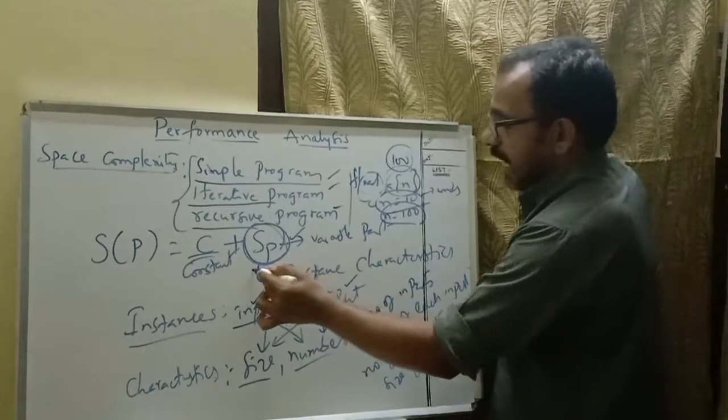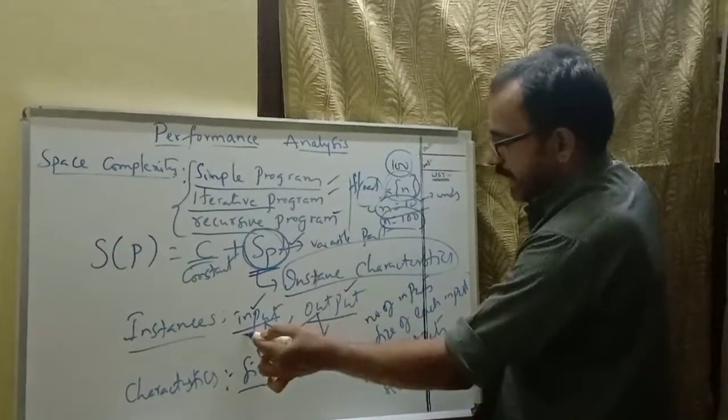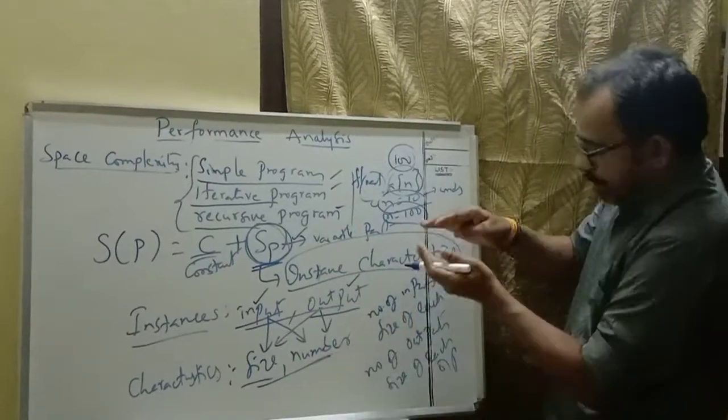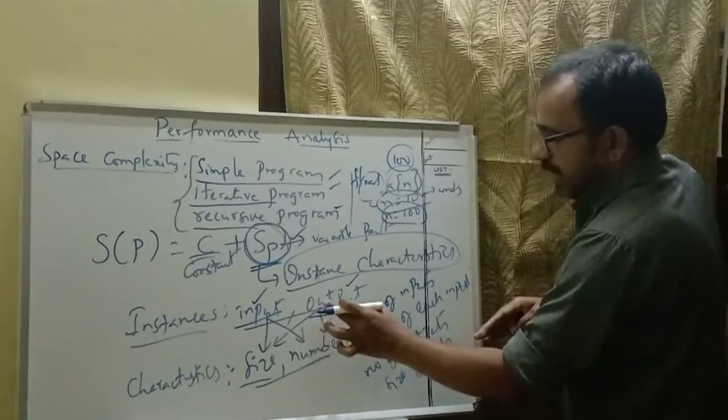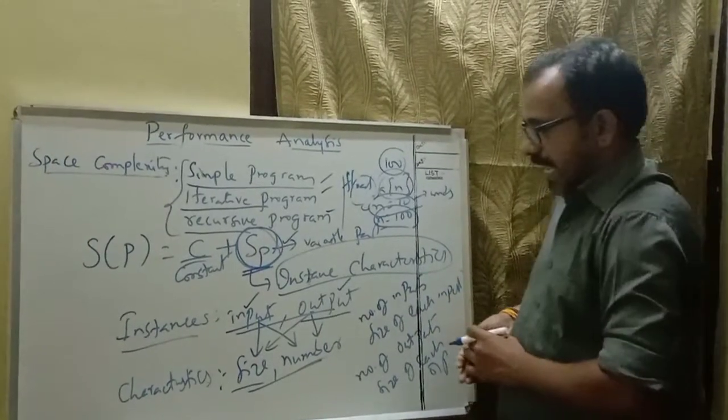That's why the running time or variable part depends on instance characteristics. Remember these two: instances and characteristics. If we combine these two items, we get instance characteristics. Once again, I will pronounce instance characteristics.